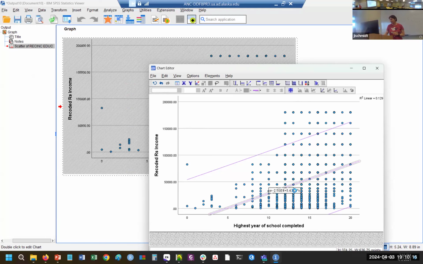But that's how you would add a regression line to a scatter plot that you put together. And this is actually pretty easy to do in Excel too. And then you have an equation up here, your R squared. Okay. So any questions about that?